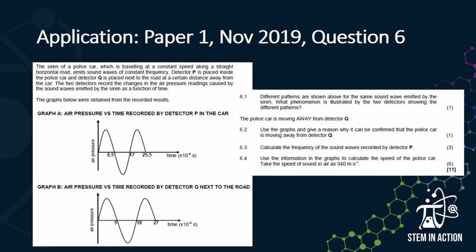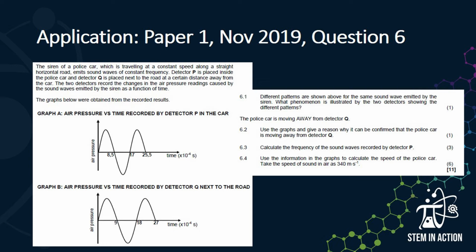Let's have a look at the applications of the Doppler effect by tackling 2 exam paper questions. First, we'll have a look at question 6 from November 2019, paper 1. Question 6 says, the siren of a police car, which is traveling at a constant speed along a straight horizontal road, emits sound waves at a constant frequency. Detector P is placed inside the police car, and detector Q is placed next to the road at a certain distance away from the car.